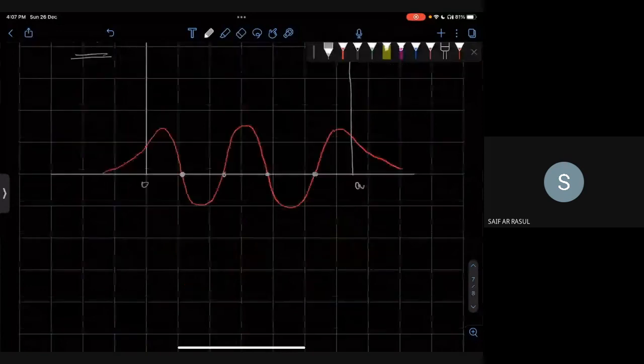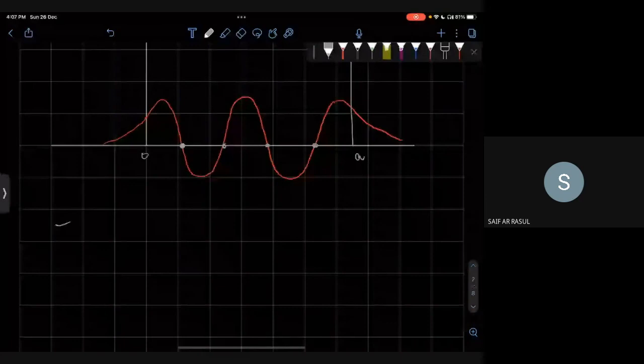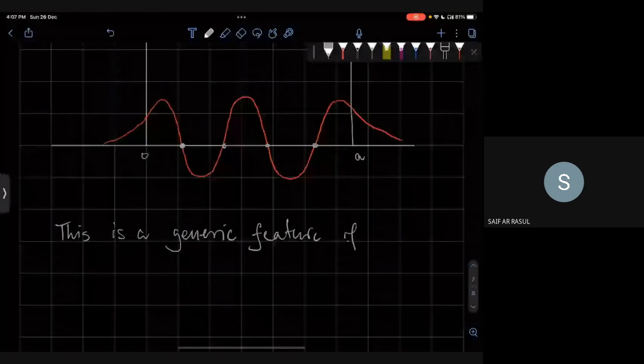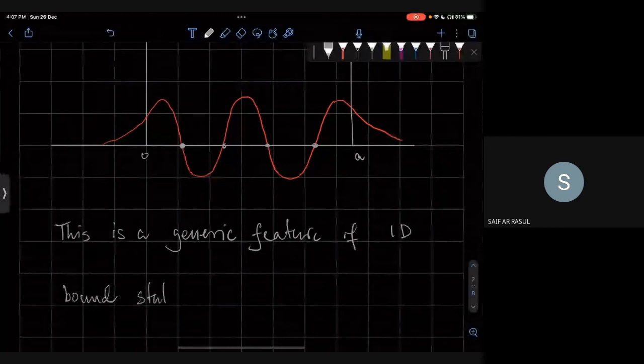So this is actually a generic feature of one-dimensional bound potentials, or bound states. And perhaps we'll prove this as a theorem in the next class, okay.